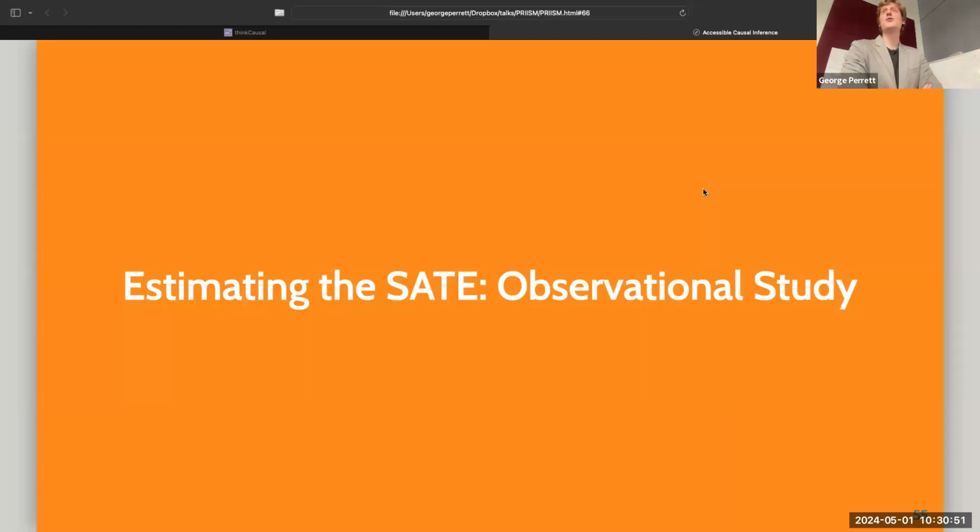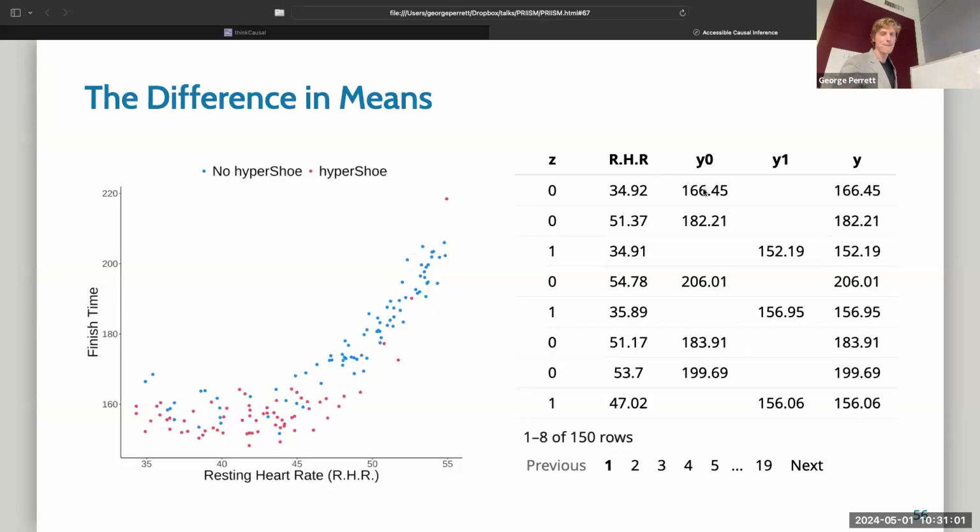So now we're going to go back to the real world. Now that we know the truth is negative 4.25, the question is, can we recover that truth? Can we actually get that back? So here's our data, all of the data we have, and we'll start with the difference in means again. That worked for randomized studies. So we'll take the average outcome for the controls and use that to fill in all of our missing Y0s. So basically anybody in the treatment group, we don't know what their time would have been without the hypershoe. We're just going to say it's going to be the average of the outcome for the control group.